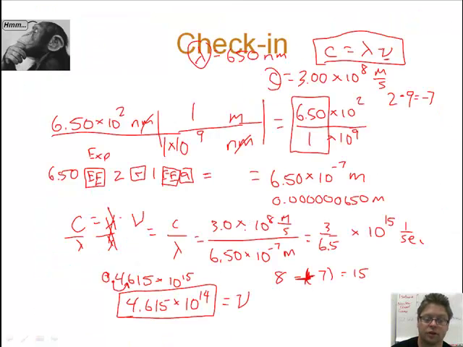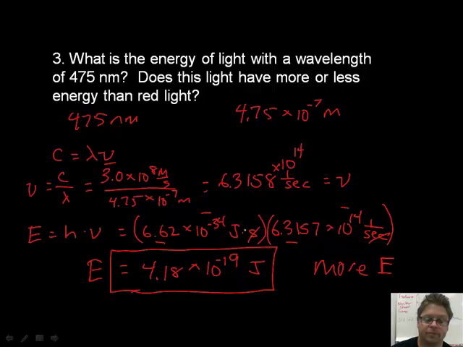And here's another look at the check-in problem we did. If we wanted to find the energy of light with a wavelength of 475 nanometers and want to know if it has more or less energy than red light, here we solve this equation for our frequency. We've got speed of light over the wavelength of light, so 475 nanometers is 4.75 times 10 to the negative 7th meters.